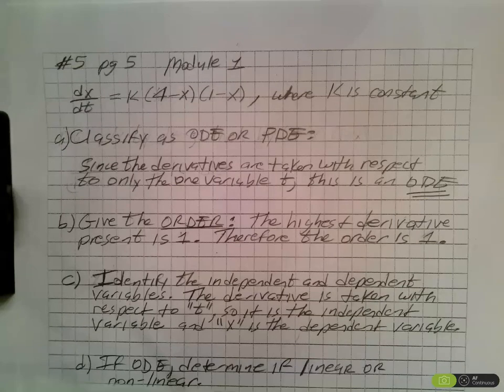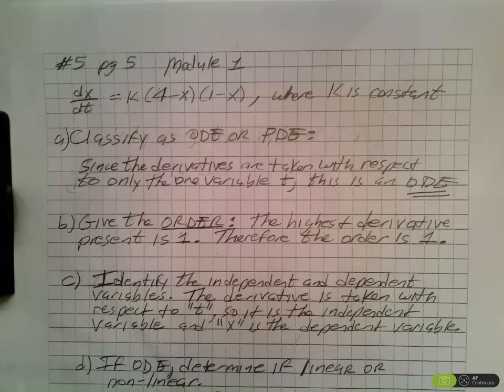Lastly, we're asked to determine whether or not the ordinary differential equation is linear or non-linear. And we'd already determined that we had an ordinary differential equation from part 1. To determine whether or not it's linear or non-linear, it's linear if you can make this equation look like equation 7 on page 4 of the text. And for this particular equation, we cannot make the equation look like equation 7 on page 4 of the text. Therefore, this equation is classified as non-linear.